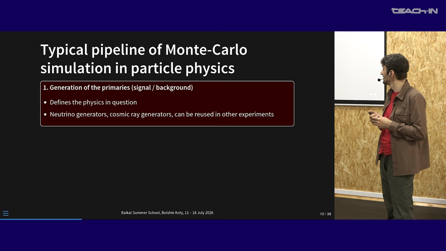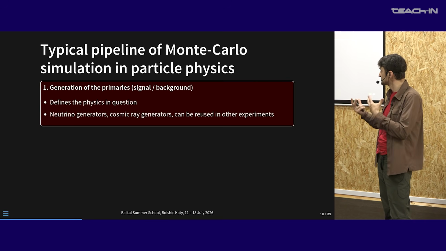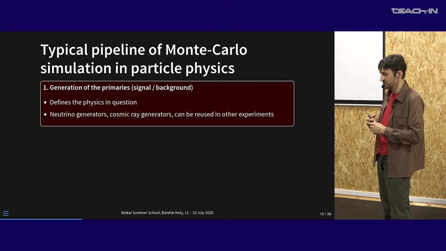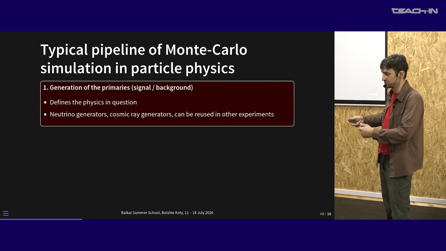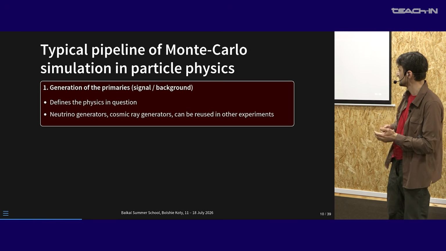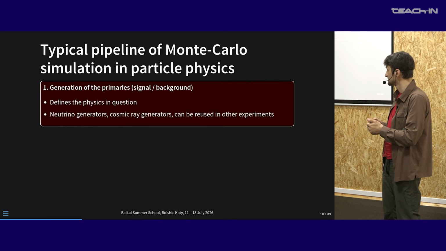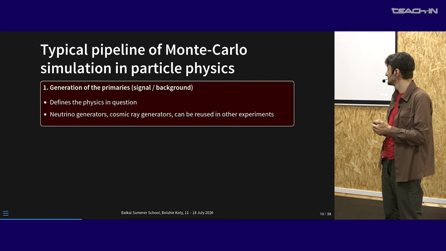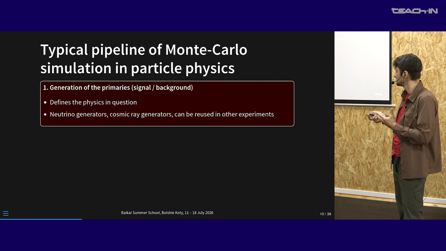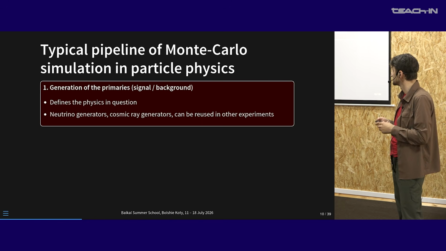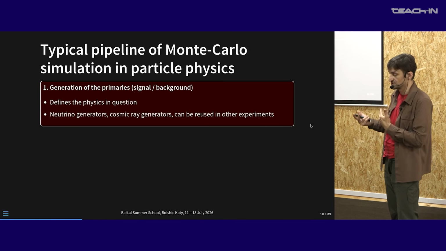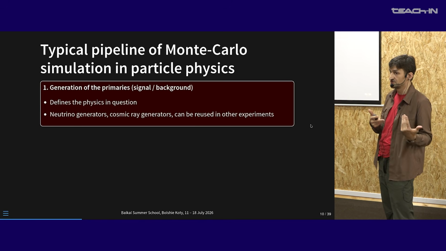So it can be split into three layers, let's say. The first is generation of the primary particles, like what exactly you want to study. If you're studying astrophysical neutrinos, this is the simulation of the astrophysical neutrino source, its distributions, etc., and you sample them. This defines the physics in question, and usually these can be neutrino generators, cosmic ray generators, and these are usually general packages which can be used in other experiments as well.